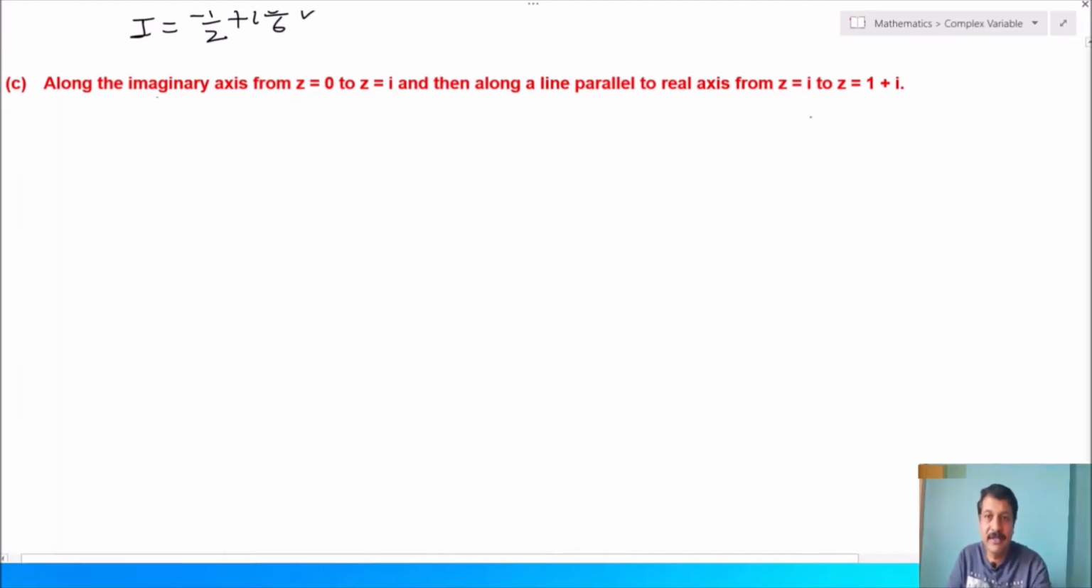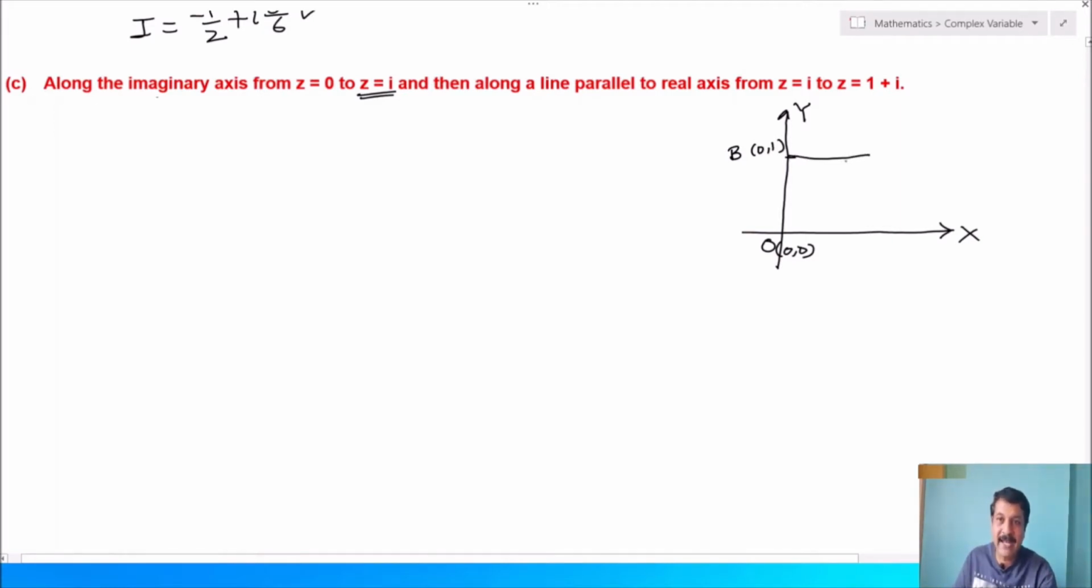So, draw the figure. Here x axis, here y axis, z equal to 0. Consider the point O, 0 0, that is z equal to 0, and z equal to i. Here z equal to i. z equal to i means what? It is 0 comma 1. The real part is 0, so it is the point here, 0, 1. And then the line parallel to the real axis up to 1 plus i means the point 1, 1. If we consider the 1, 1 point here, this point is supposed to be A. So, 1, 1, and the path is B to A.